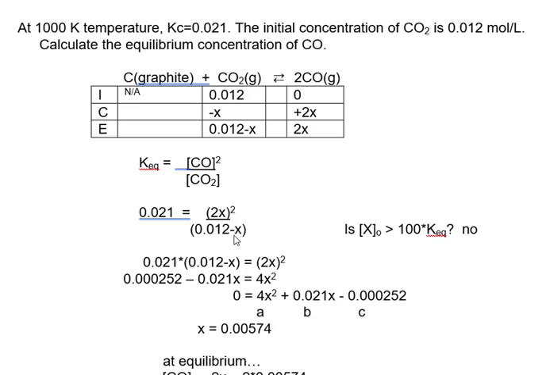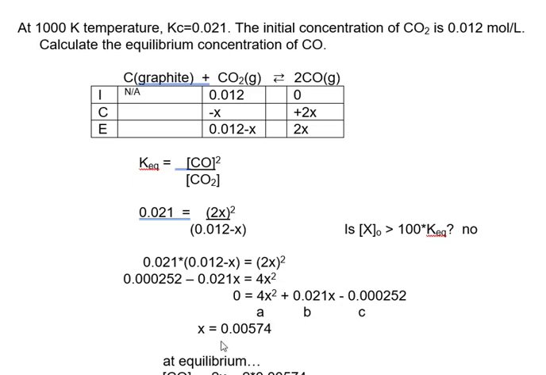So that complicates the math a little bit, and so we have to go through and set up a quadratic equation and determine a, b, and c. And then if you plug this into the quadratic formula, you'll get the reasonable or acceptable answer for x as 0.00574. Remember, there are two answers that you get from the quadratic. One is unreasonable. It's either negative or way too big. And then you get the correct answer.